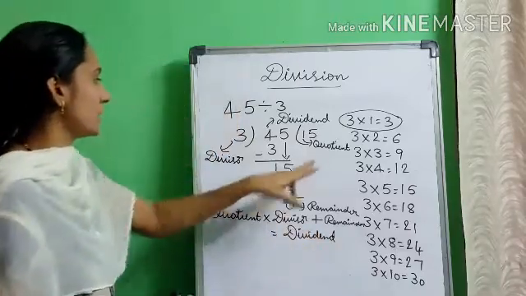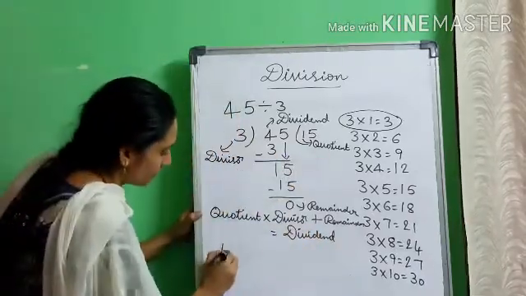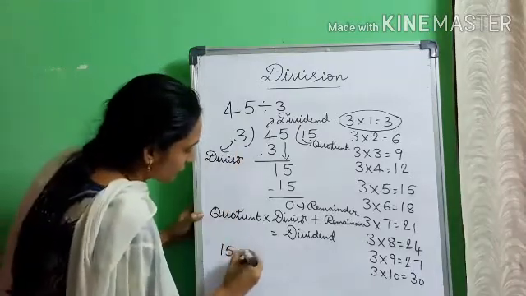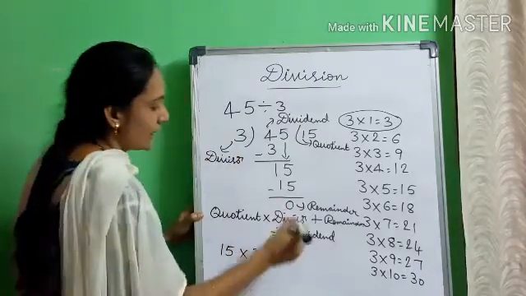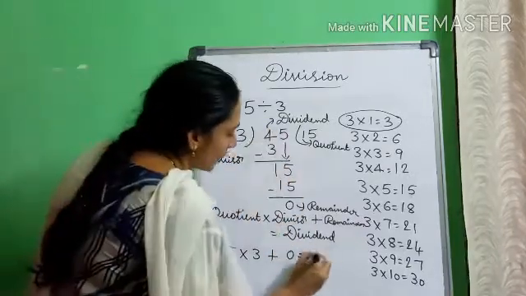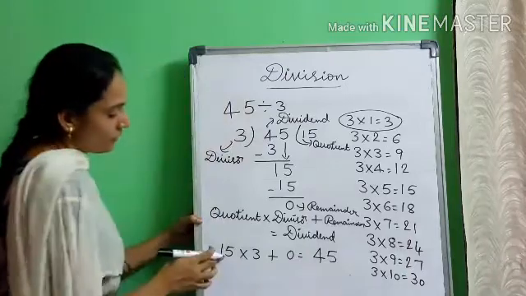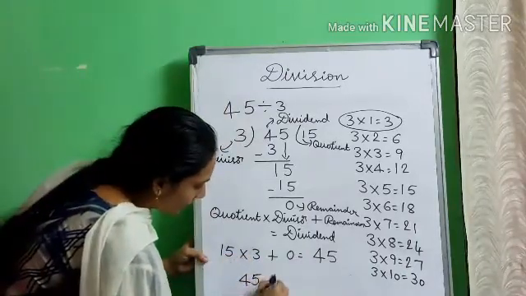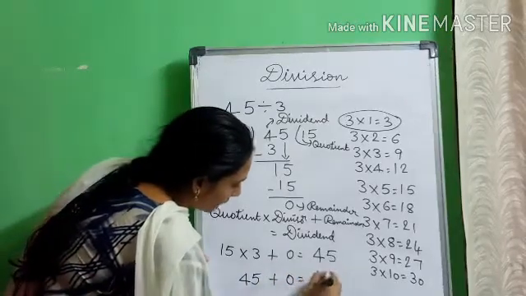So what is the quotient? Quotient is 15. What is the divisor? Divisor is 3. Plus, what is the remainder? Remainder is 0. And what is the dividend? Dividend is 45. Now 15 into 3. 15 3s are 45 plus 0 is equal to 45.